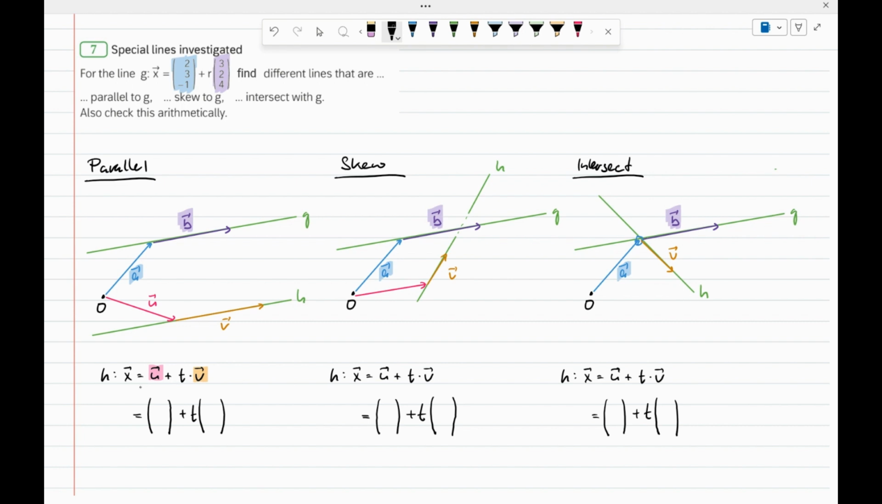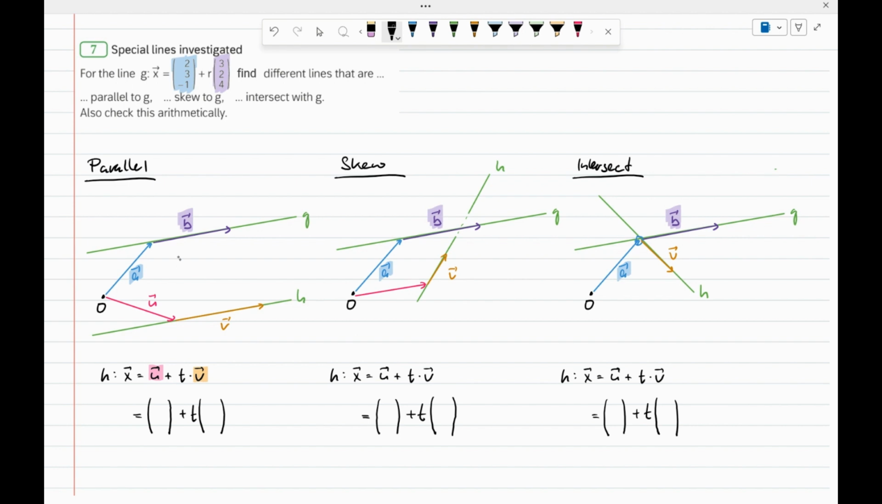And H always takes the form U plus T times V, with U being our position vector and V being the direction vector of H. And in each of the three cases, we need to ask ourselves, what are good choices for U and V? So let's first look at the direction vector in these three cases. So what can we say about the direction vector?